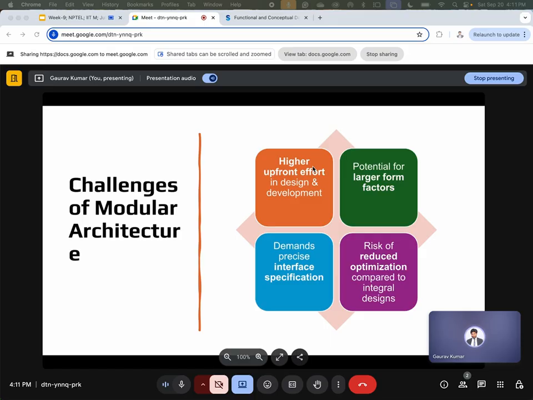Lastly, modular products run the risk of reduced performance optimization, because modules are designed for interchangeability and independence, so they may not achieve the same level of efficiency or compactness as a tightly integrated system.